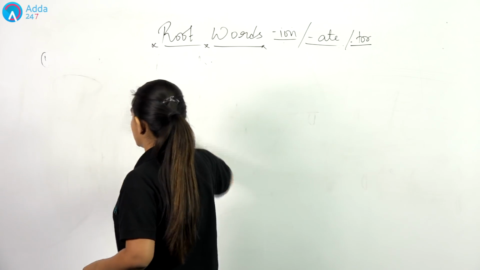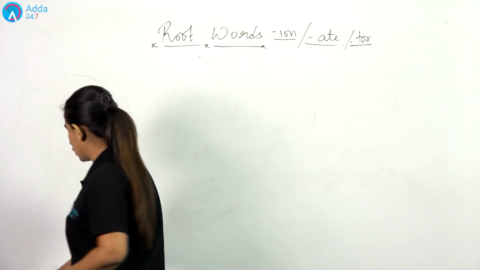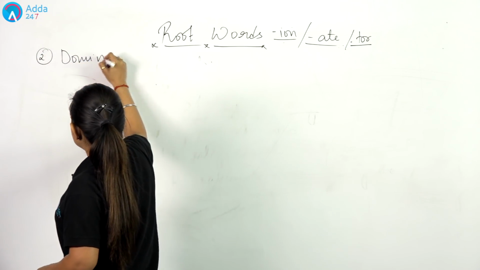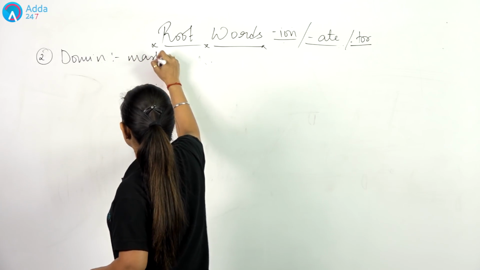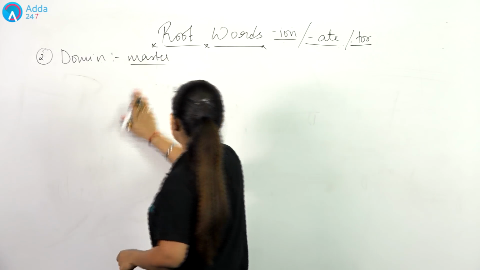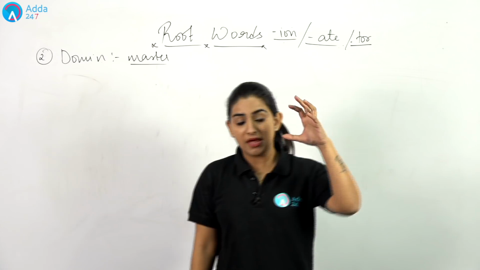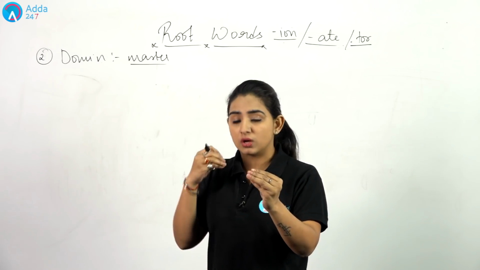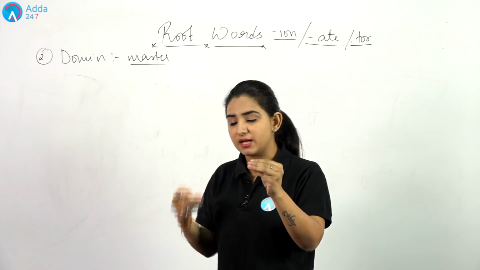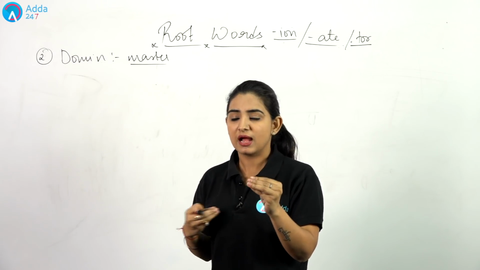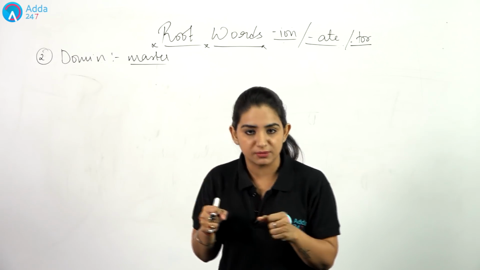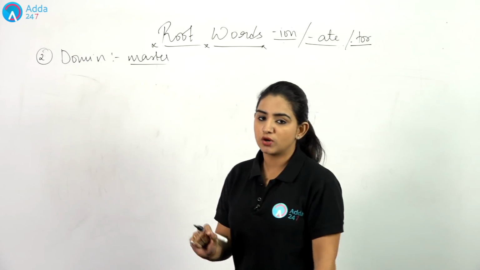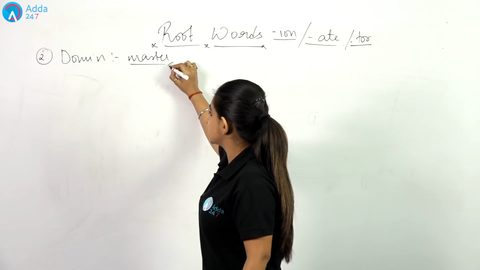Now the next root word that we have here is domain. When I say domain, this means to master somebody. If you are trying to force somebody, if you're trying to make his life according to you, actually, if you're trying to rule somebody, that is the perfect word. If you're trying to rule somebody, that is what we mean by domain. You're trying to master someone.